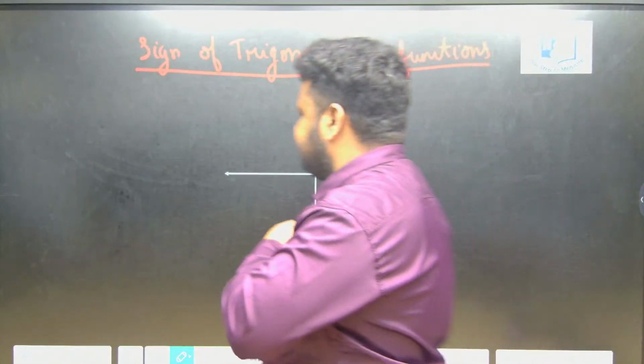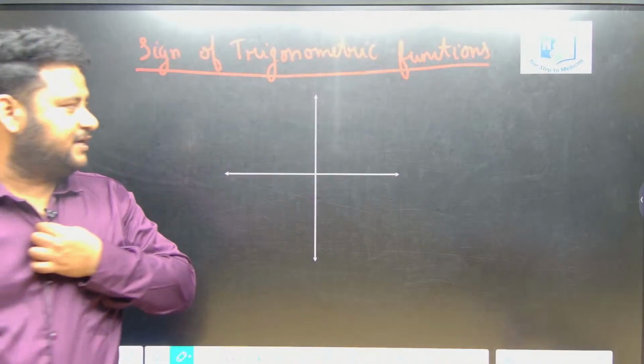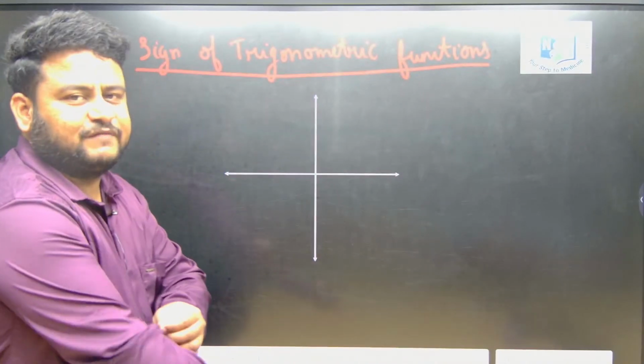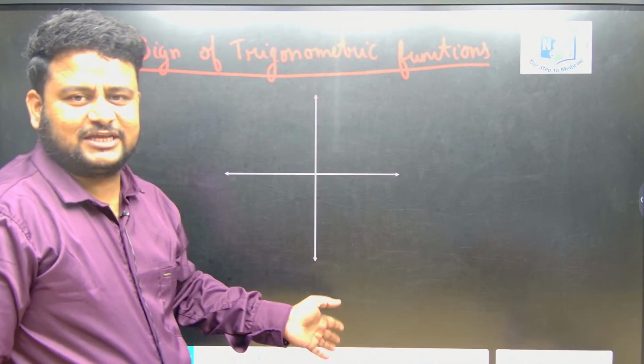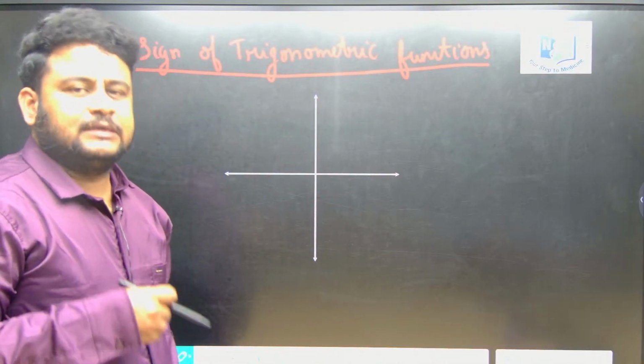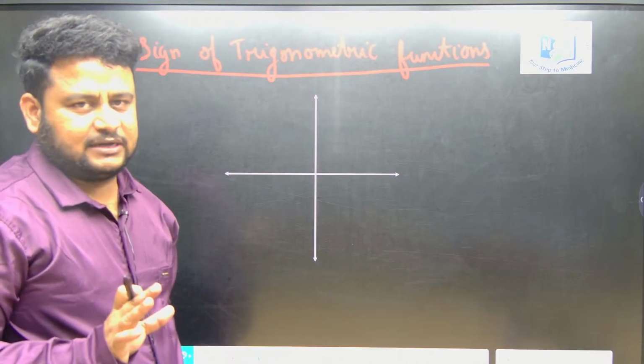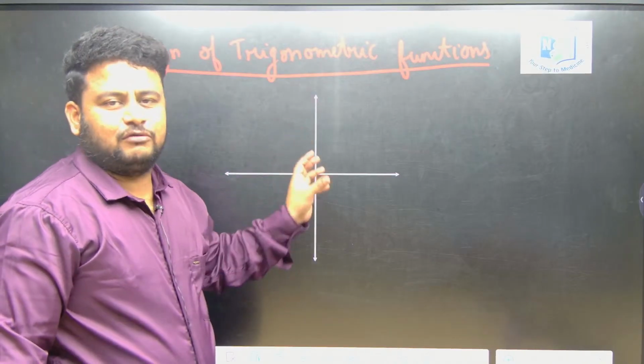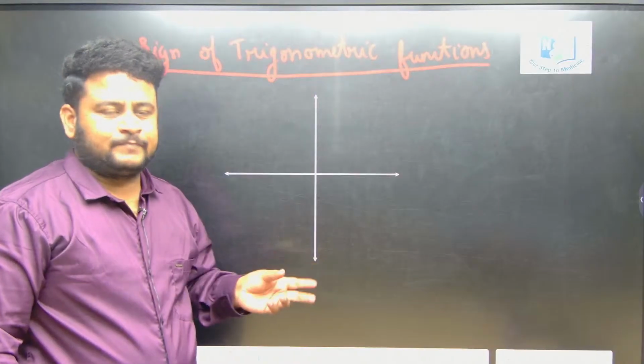Signs of trigonometric functions. So we know that 6 trigonometric ratios are there. That is sin, cos, tan, cosecant, secant and cot. Right. So what will happen to the sign of those functions in different quadrants?